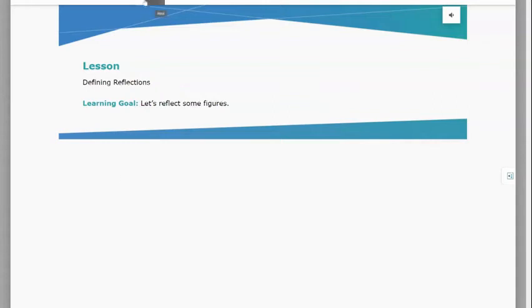Hey kiddos, this is lesson 11, defining reflections. So our learning goal is let's reflect some figures.